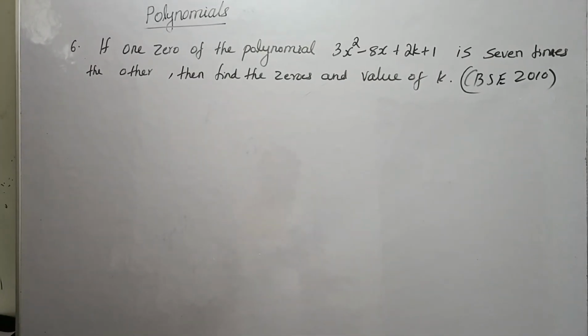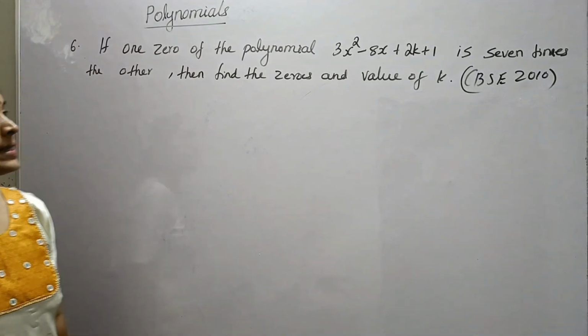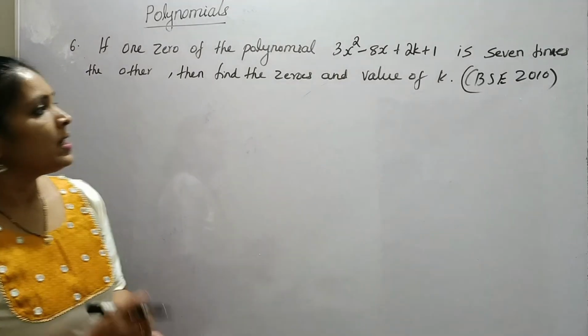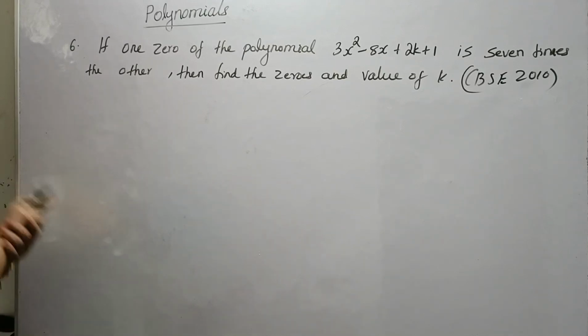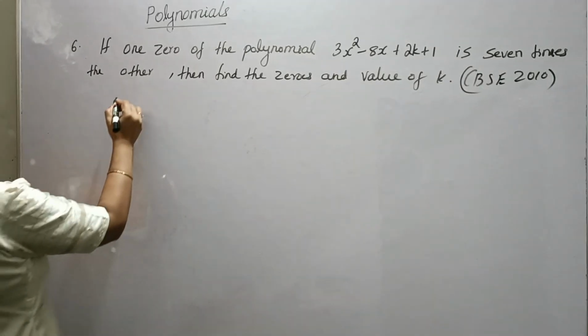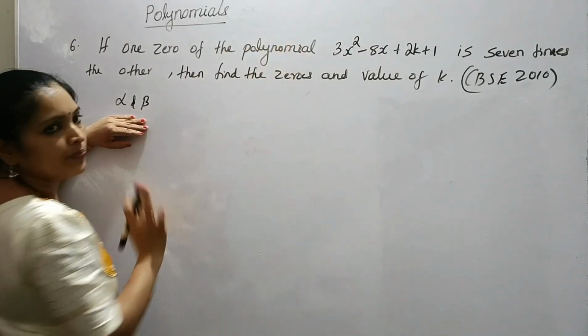Look at the next question. If one zero of the polynomial 3x² − 8x + 2k + 1 is 7 times the other, then find the zeros and the value of k. Here it is given that one zero is 7 times the other zero. So let's take alpha and beta as the zeros of this polynomial.